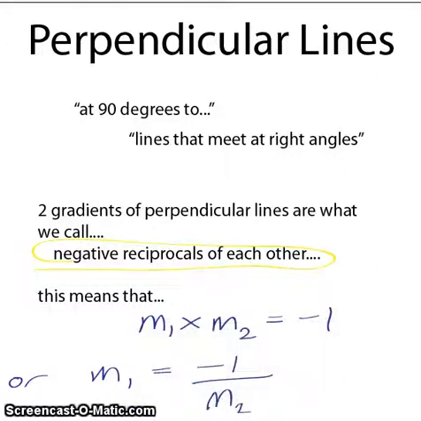So here's a really quick video about perpendicular lines. Perpendicular lines are lines that are at 90 degrees to each other, or we might describe them as lines that meet at right angles. Obviously that's 90 degrees.